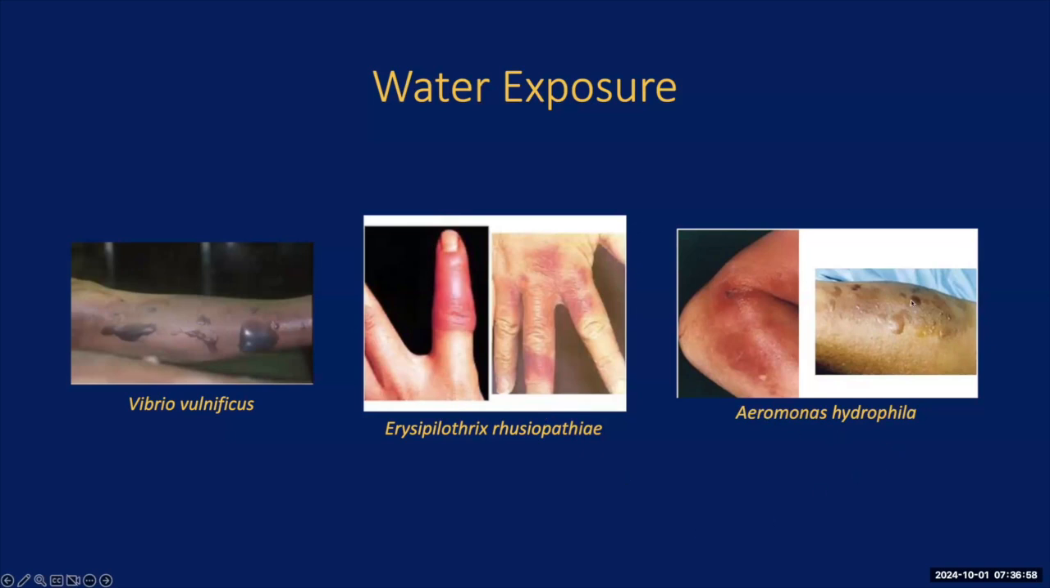Finally, you have Aeromonas hydrophila. And these may also lead to blisters and bullae, but typically they're not hemorrhagic. And then you'll see your typical signs of inflammation. Again, it's very important to get a history with regards to the exposures, because that may be the major clue that is required to make a diagnosis.